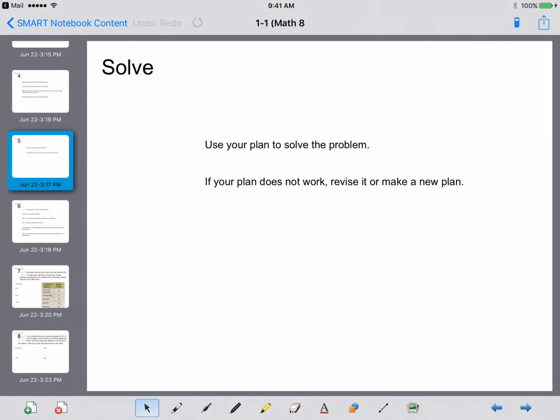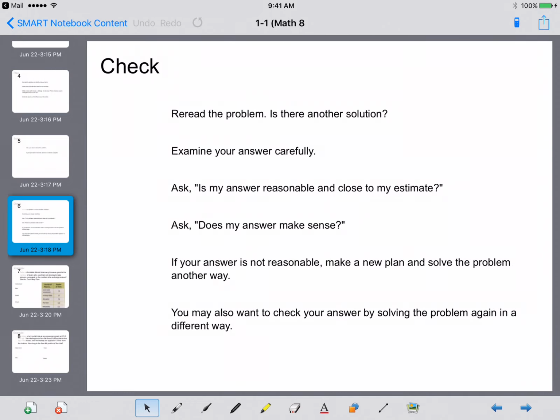Then you have your solve step. We want to use the plan that we created in our last step to solve our problem. And if our plan doesn't work, if we don't come up with an answer that works, we want to revise it or make a new plan. So during solve, you may have to go back to plan and double check and come back to your solve step.